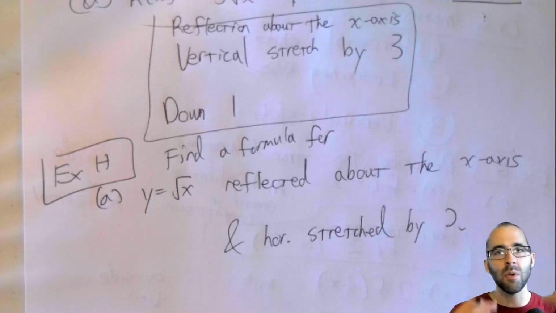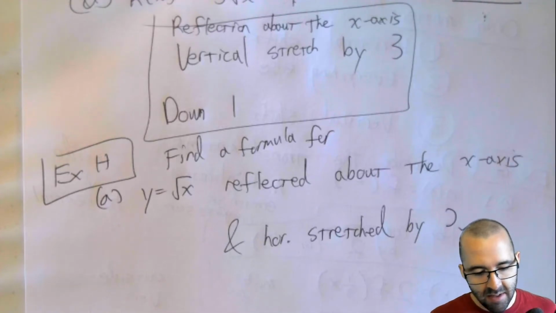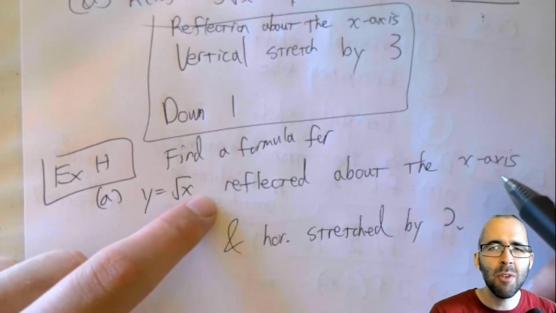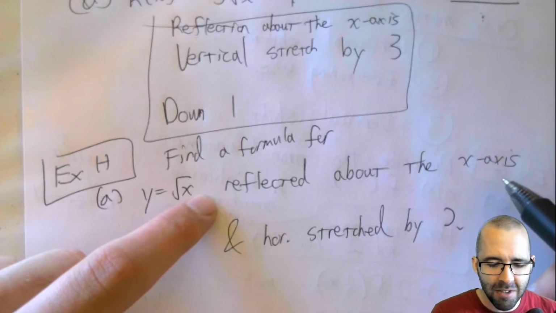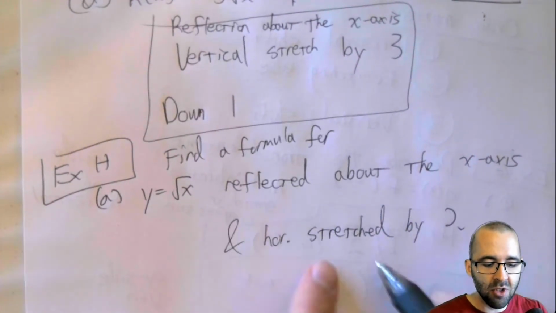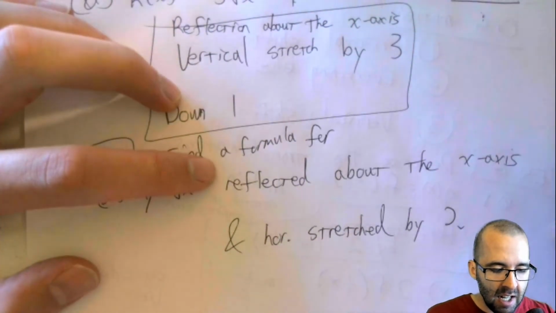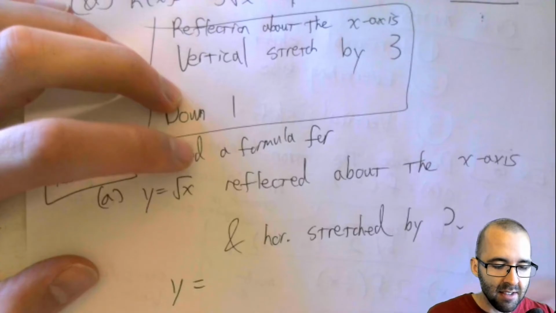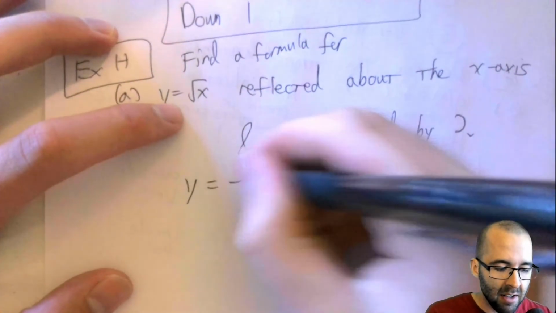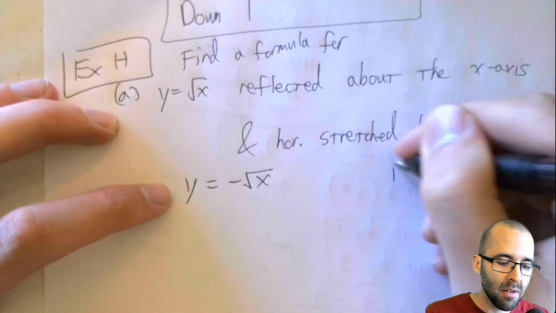We're always told to start with horizontal shift and end with vertical shift. Well, in this case, we don't have a horizontal shift or a vertical shift, so the order is not going to matter for us here. We only have a reflection and stretching. So first things first, let's reflect this about the x-axis. Reflecting about the x-axis is a vertical change. Vertical means outside. That's our first step.